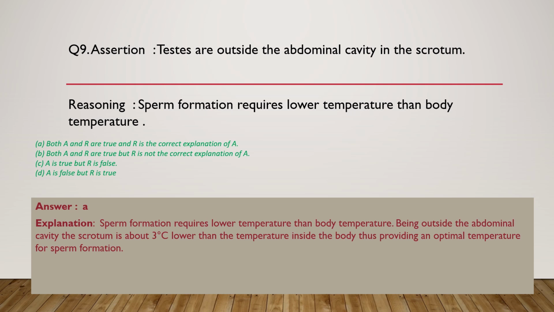And now the scrotum are bag-like structures which hang outside of the abdominal cavity, and the scrotum contains the testis. So scrotum has a temperature of less than 3 degrees centigrade as compared to the body temperature, and thus this temperature makes it ideal for the production of sperms.